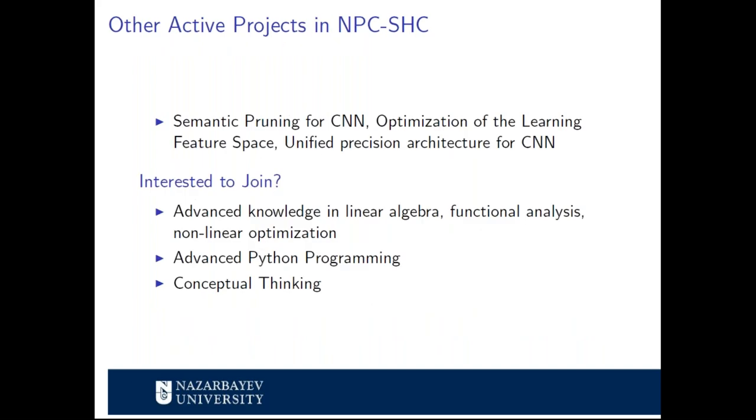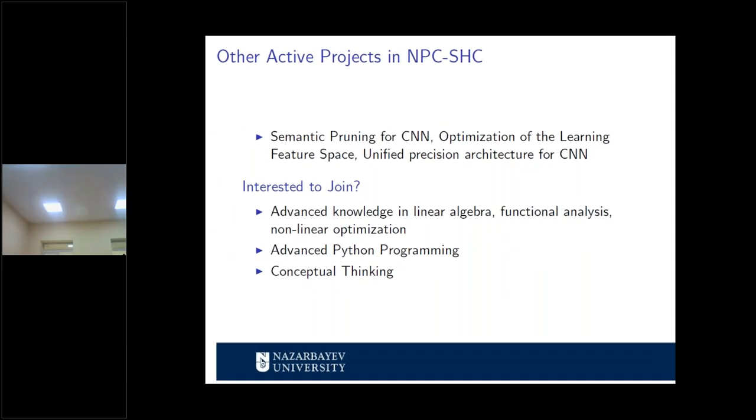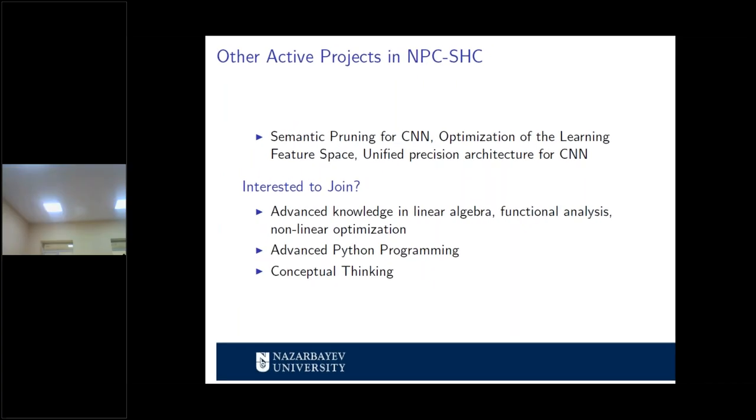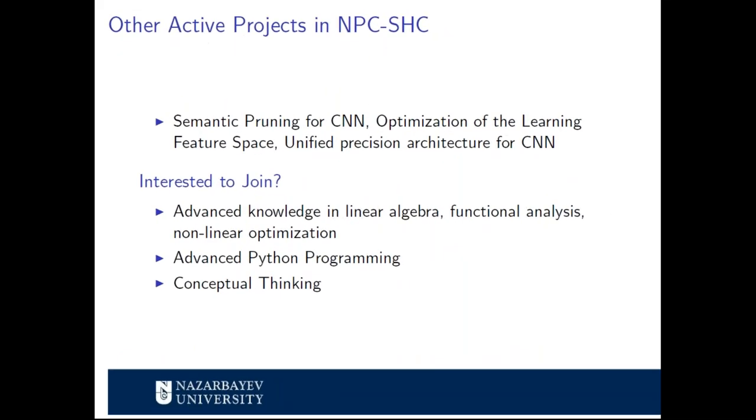All right, there are other projects also in this software, hardware, co-design and optimization area. We have pruning for neural networks. We have the optimization for the learning space. And our target is to define a unified precision architecture for convolutional neural networks. If anybody is interested to join, in this case, this is mostly linear algebra, discrete computing, functional lenses, and some nonlinear optimization. And of course, advanced Python programming.